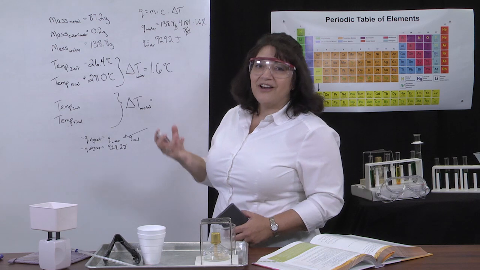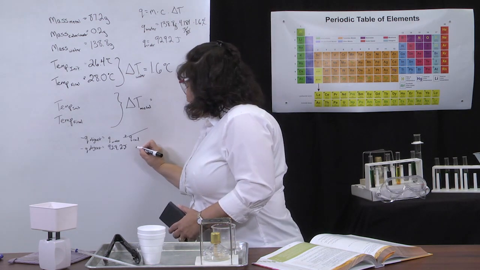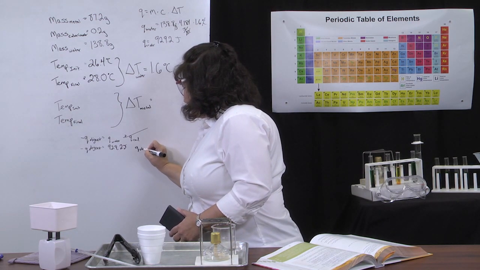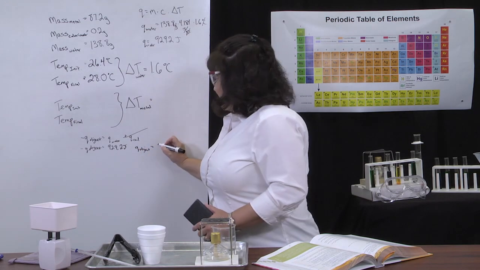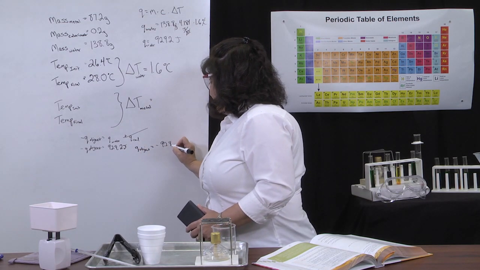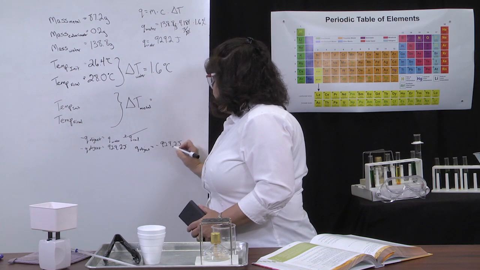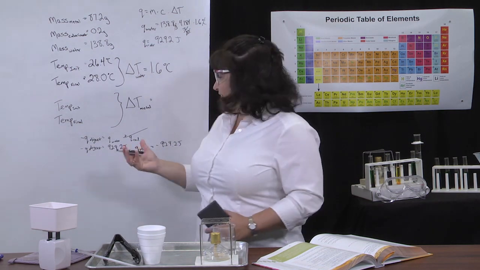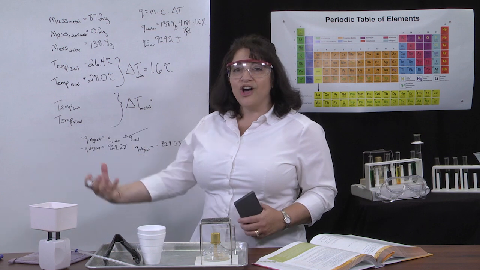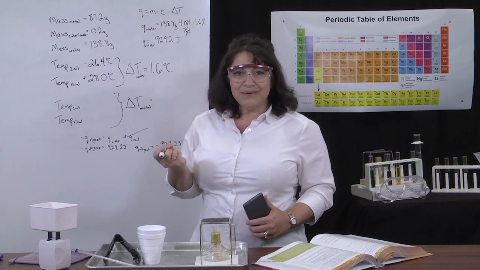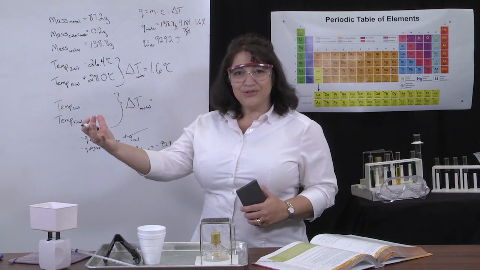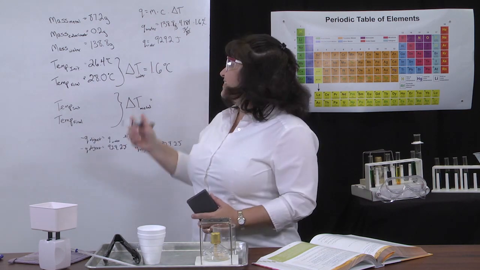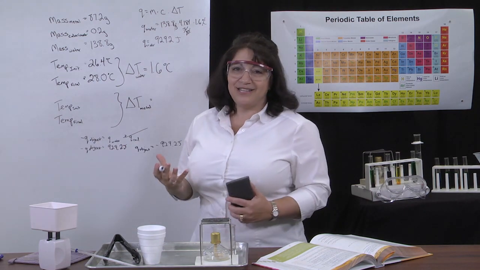Therefore, the Q of the object, the heat of the object, is a negative number, negative 929.2 joules. And that should make sense to you. Okay, what that's saying is the object lost heat. We took a hot piece of metal and stuck it in room temperature water. The metal lost heat to the water. The water gained heat. That's why the water has a positive Q.